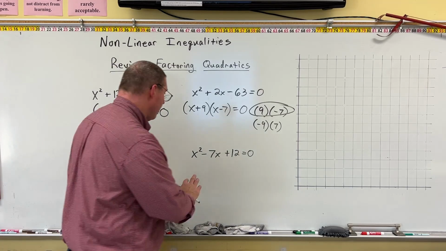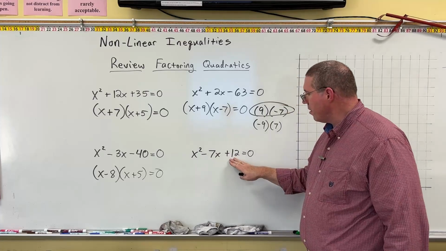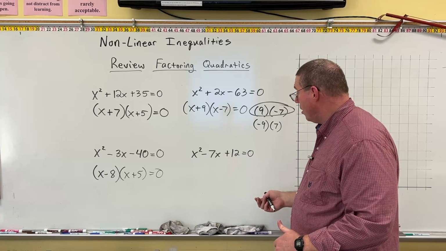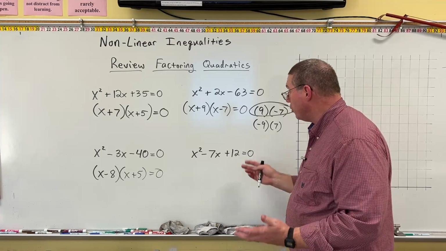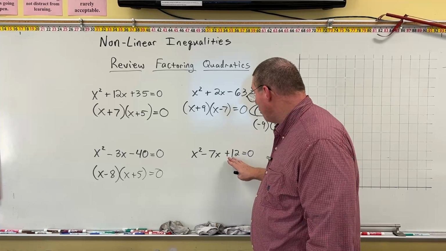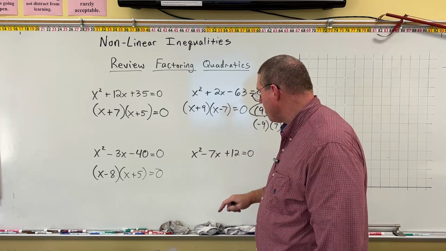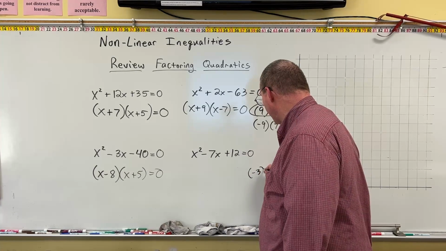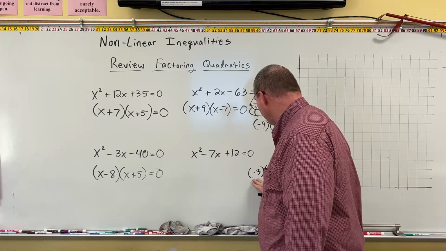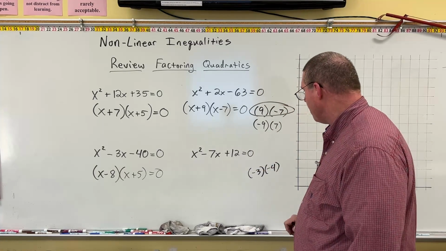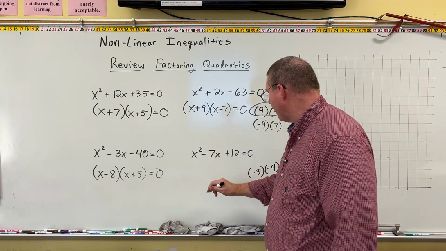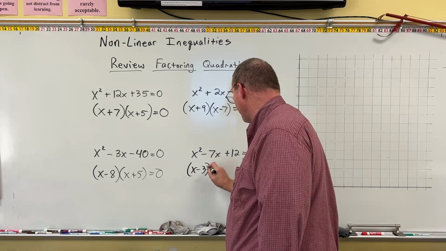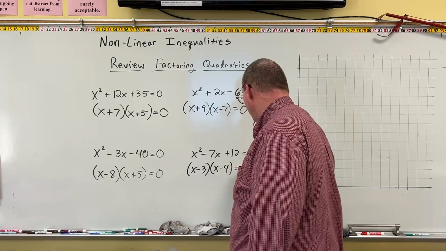And then here, we're looking for two numbers that multiply to positive 12. We could do 2 and 6, 12 and 1, or 3 and 4. I'm thinking 3 and 4 because 3 plus 4 equals 7, but this is negative 7. That makes me think it's actually negative 3 times negative 4. Negative 3 times negative 4 equals positive 12, and negative 3 plus negative 4 equals negative 7. So my two numbers are negative 3 and negative 4, and I'm going to write x minus 3 times x minus 4 equals 0.